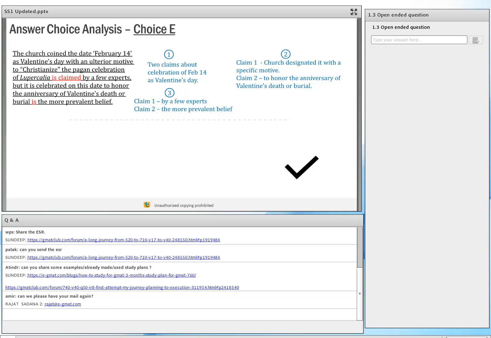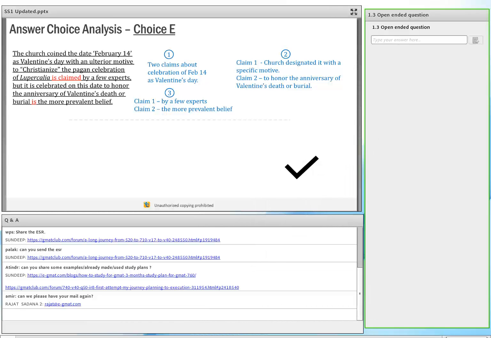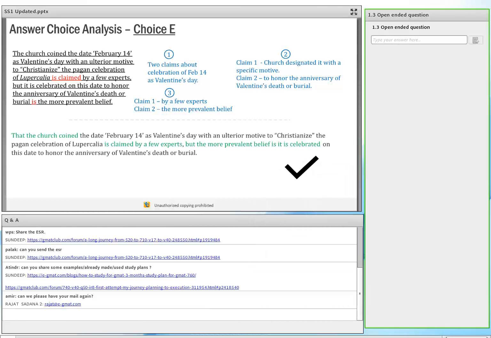Now let's look at choice E, which is our correct choice. Now I'm going to put in the poll over here. 20% of you chose choice E, 24 of you chose choice E over here. That the church coined the date February 14th as Valentine's Day with an ulterior motive to Christianize the pagan celebration is claimed by a few experts, but the more prevalent belief is it is celebrated on this date to honor the anniversary of Valentine's death or burial.